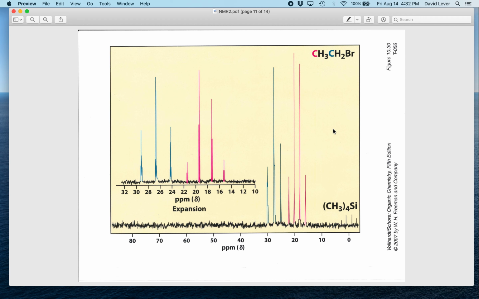This is showing a fully coupled carbon NMR where we have not decoupled the hydrogen, and so the methyl group is showing up as a quartet and the CH2 group is showing up as a triplet. But then you also see the splitting from the hydrogens on the adjacent carbon. So each peak of this carbon quartet for the methyl group is split into a triplet by the CH2. Very small coupling for that secondary effect as opposed to the hydrogens directly attached to it.